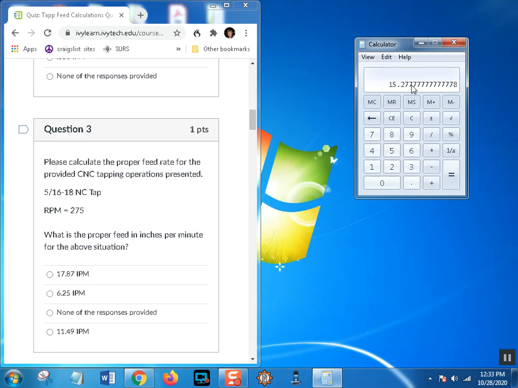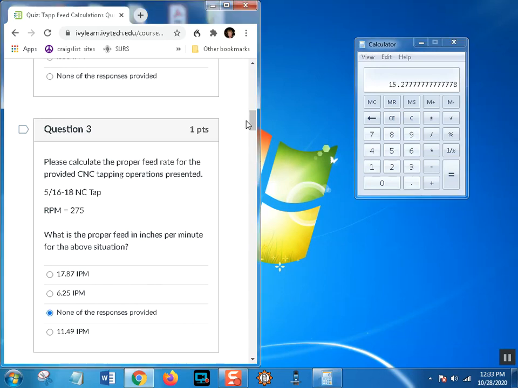Some people might even tell you to do it to three. It probably wouldn't hurt. If you do it in metric, you're getting a little anal, but in English, it probably wouldn't hurt. I'm going to round it to two places, so 15.27 ought to be fine. So I look over here, and in this case, I don't have 15.27. Oh no, I have to do that one all over again. So 1 divided by 18 equals 55 thousandths times our RPM, which was 275. We get 15 point. So in this particular case, it's none of the responses provided.